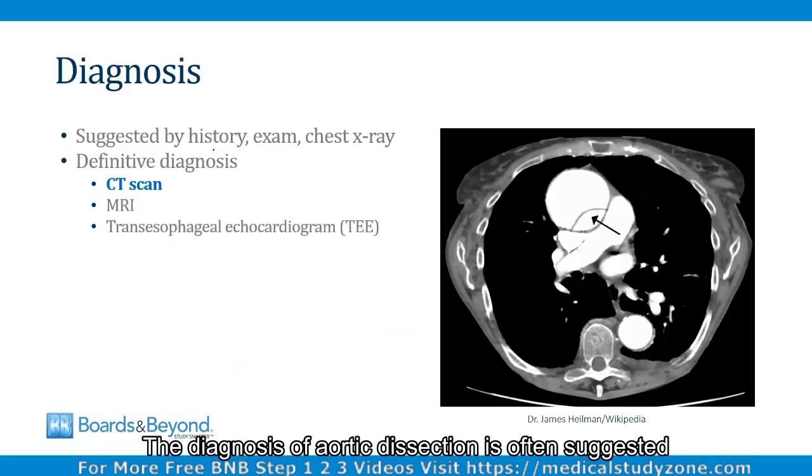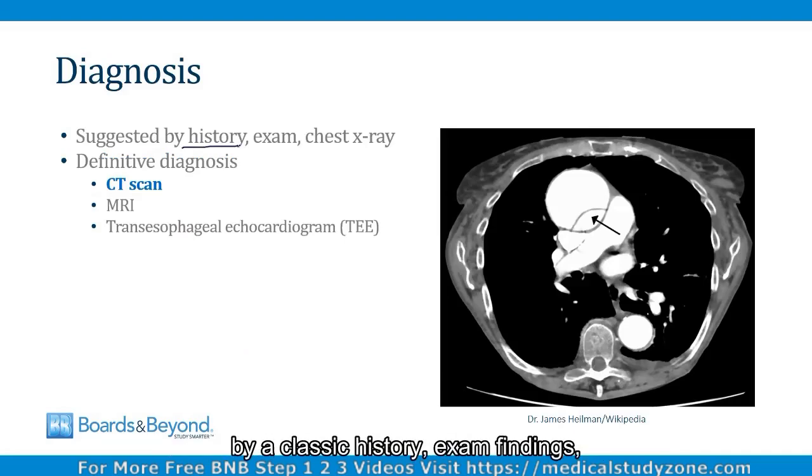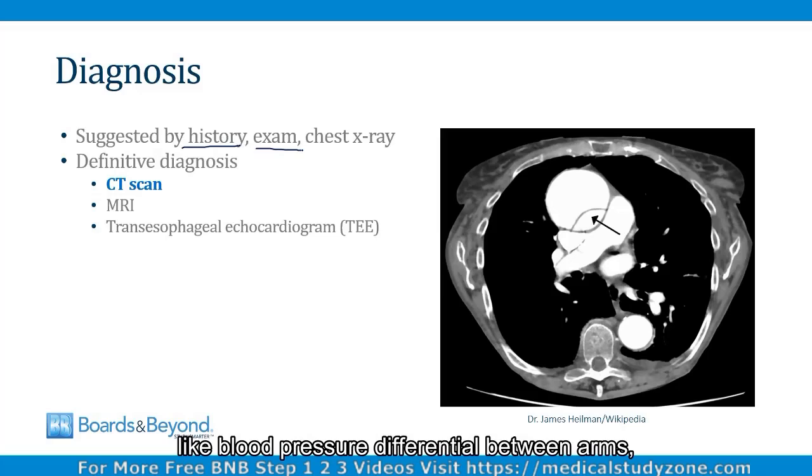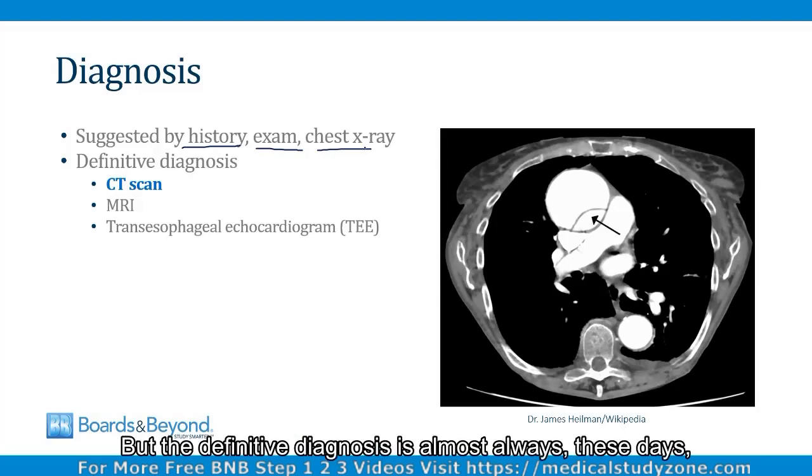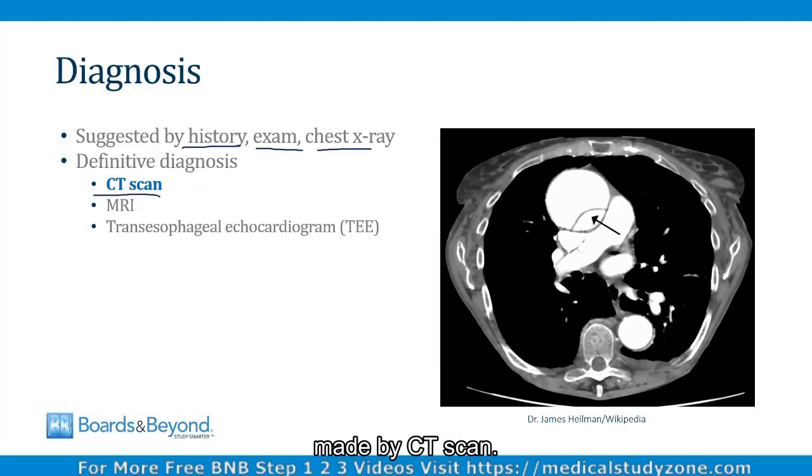The diagnosis of aortic dissection is often suggested by a classic history, exam findings like blood pressure differential between arms, and a chest x-ray with a widened mediastinum, but the definitive diagnosis is almost always these days made by CT scan. This is a CT scan on the screen here of a patient with aortic dissection.